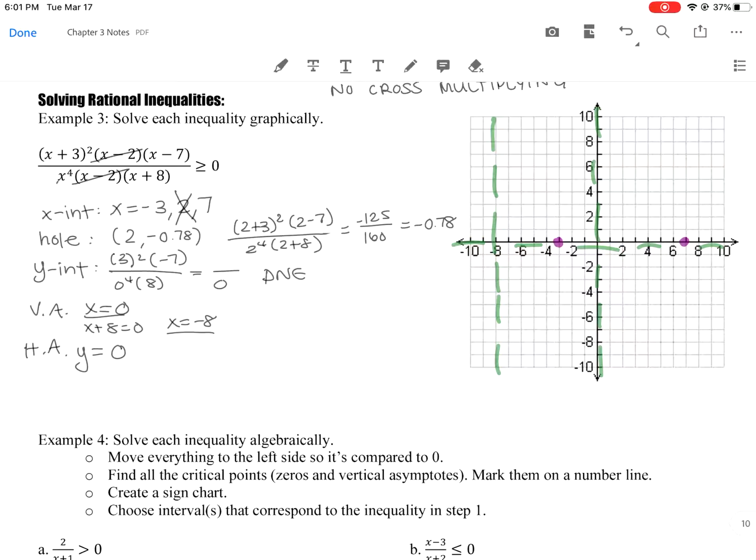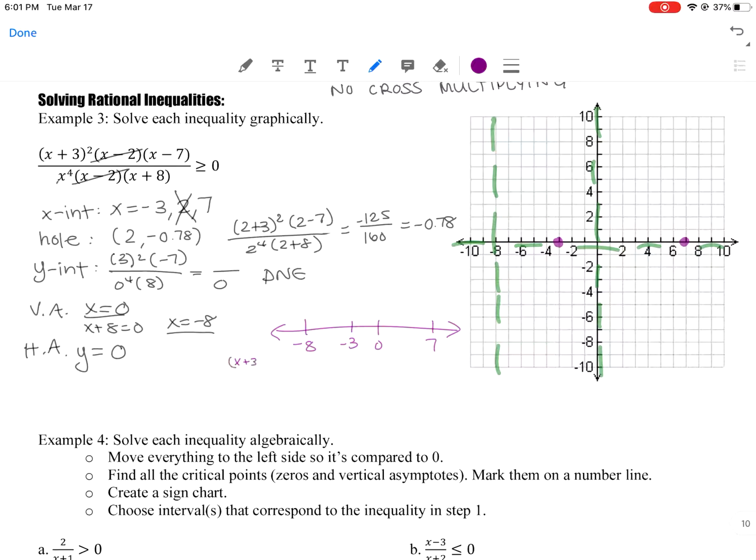We're going to need at least a partial sign chart here, because besides that, I don't really know which directions we're going. So let's think about that sign chart. What do we want on it? We want our vertical asymptotes of negative 8 and 0, as well as our x-intercepts of negative 3 and 7. So now let's simply put in the factors that we've got there: x plus 3 squared, x minus 7, x to the 4th, x plus 8. You can do the x minus 2 over x minus 2, but just think about those two. The signs of those will always be the same, so they'll cancel out. A negative divided by a negative is always a positive, or a positive divided by a positive is always a positive.